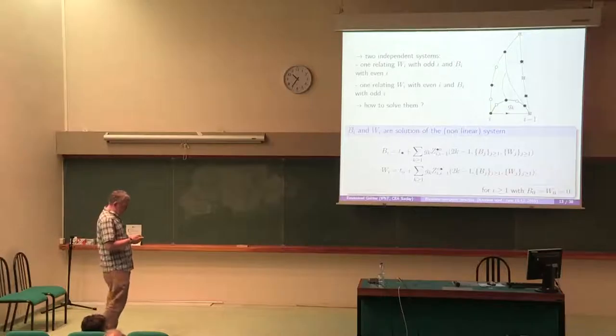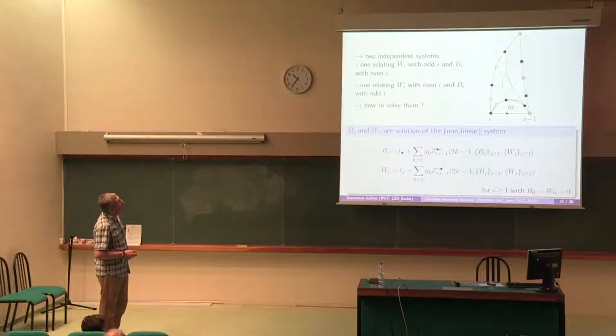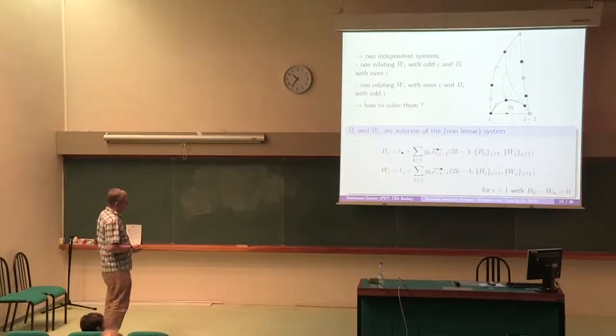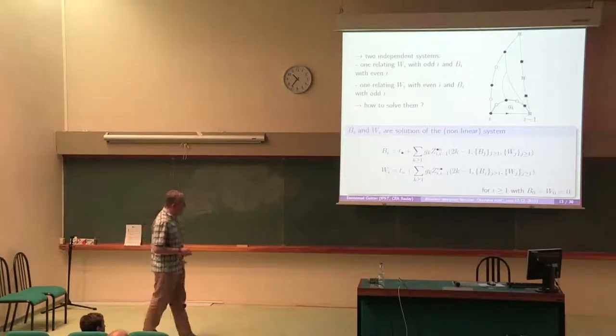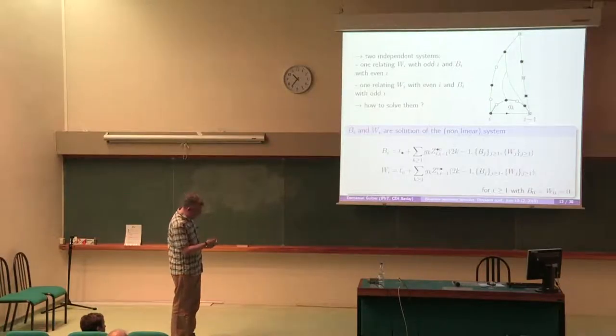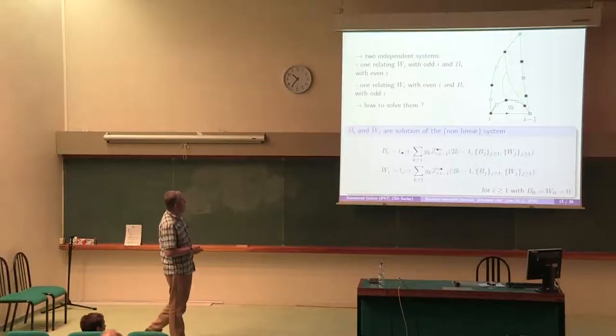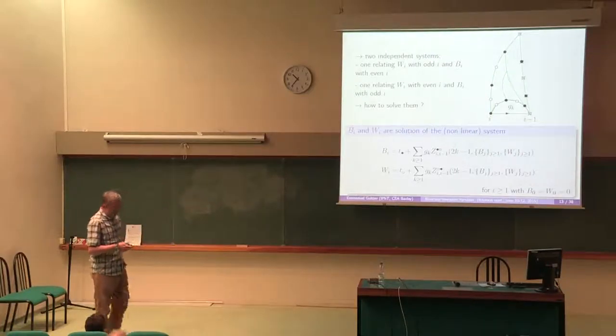So actually, if you look carefully, it gives you two independent systems, one relating W_i with alpha and B_i with i, and one relating the other parities. And we will try to solve them. But the question is, we don't know how to solve them in general. We can guess some of these solutions for particular cases, but we don't know how to solve them in general. But I will give you the solution anyway.